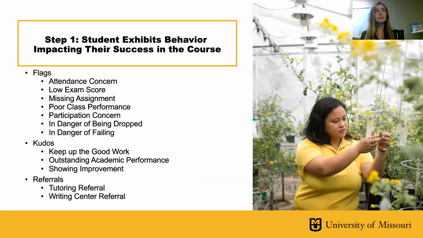So for part 1, the student exhibits a behavior impacting their success in a course. These are the common behaviors that we see: the attendance concern, a low exam score, missing assignment. All of those listed here are behaviors that we've seen that have impacted a student's success in a course. Then we also have our 3 kudos of keep up the good work, outstanding academic performance, and also showing improvement.